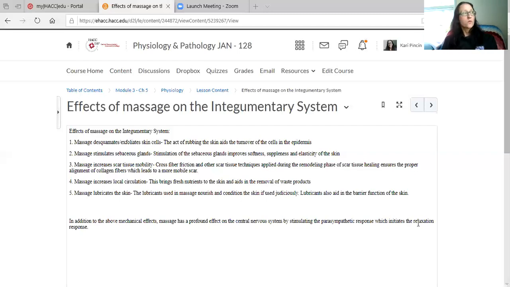Let's see, massage lubricates the skin. Absolutely. That kind of goes with number 2 a little bit. The lubricants used are going to soak into the skin and are good for the skin. They're specifically designed to be used on skin. They are designed not to soak in right away, however, so you can use them and work that body area, but once you're done, they soak in quite nicely.